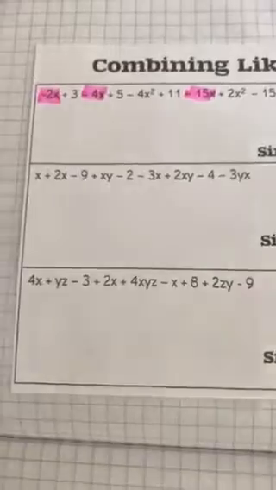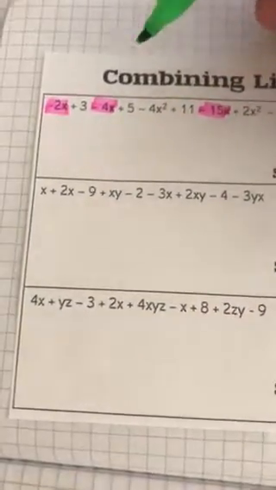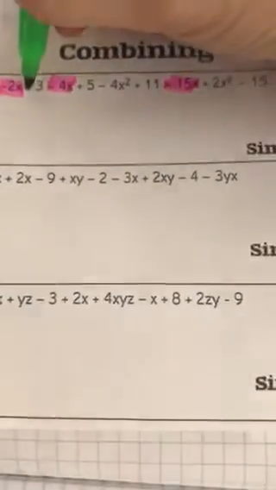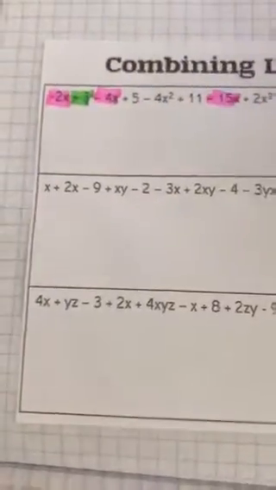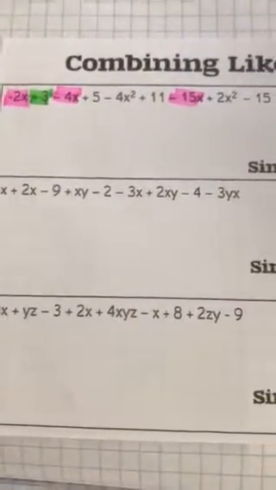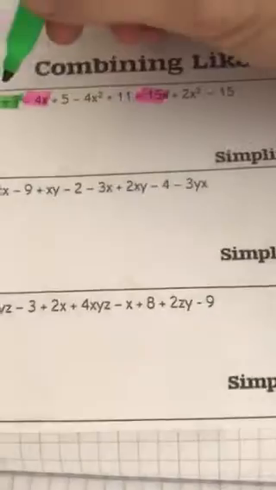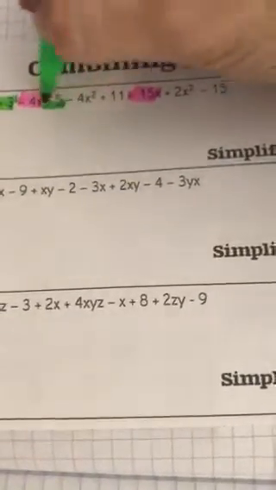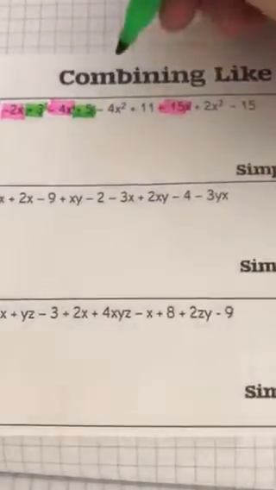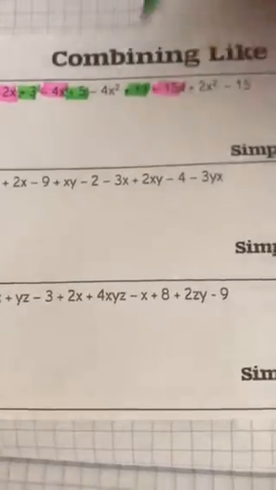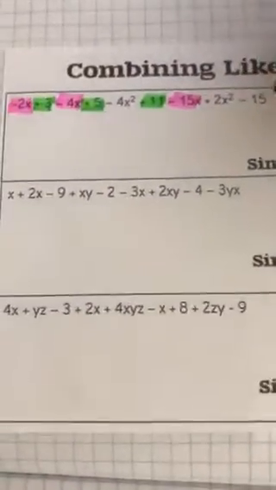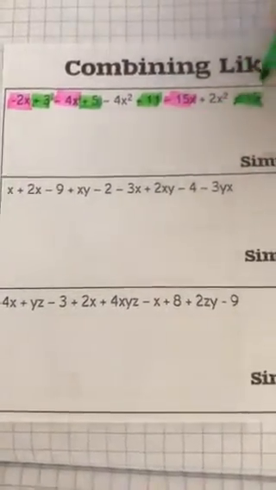So I'm done with my pink. I'm going to pick up a green highlighter next. And it looks like my second term is a positive 3, a constant. So I'm going to highlight all constants and the sign in front of them. So we had a positive 3, we're going to have a positive 5. Moving along, we're going to have a positive 11. And then finally at the end, we've got this negative 15.